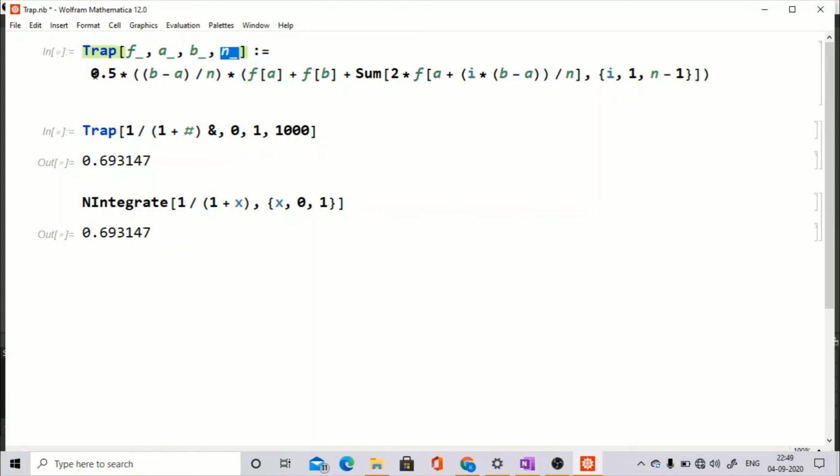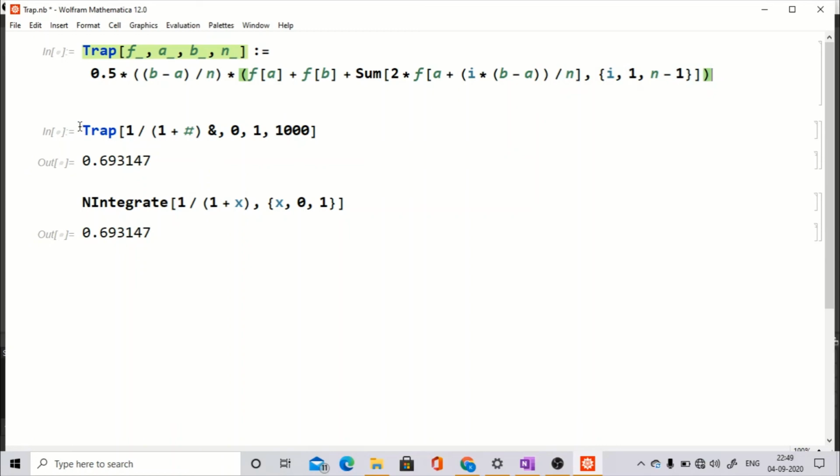Then h, which is equal to 1 by 2 into b minus a by n, so this is h. So this whole thing is h by 2 into f of a plus f of b plus sigma of 2 into f of a plus ih, so this is the h. So it is f of a plus ih, where i is varying from 1 to n minus 1, okay.